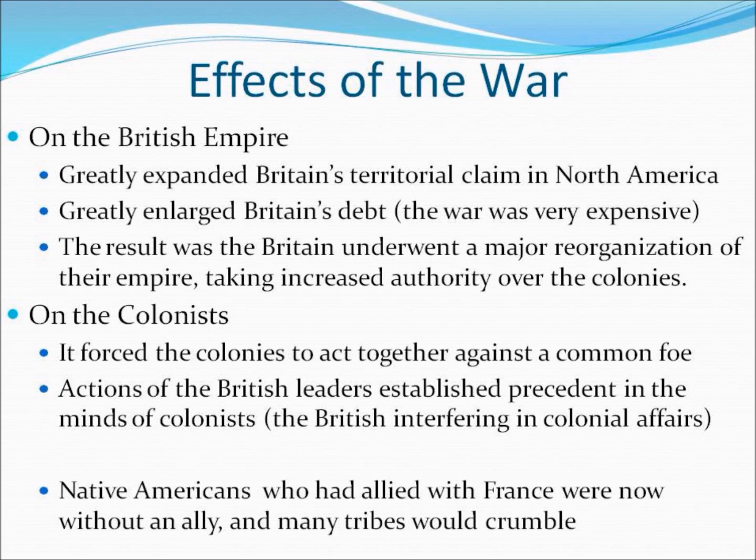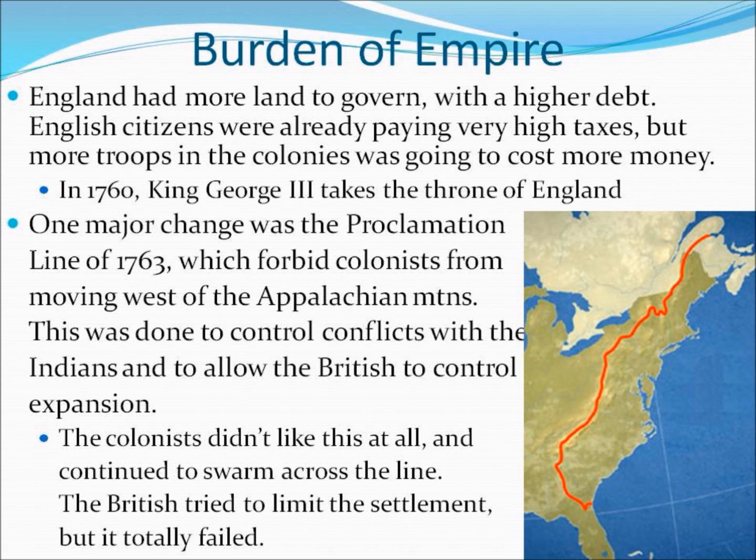Now, finally, Native Americans. Now, there were some Native Americans on both sides during the French and Indian War, although more of them were aligned with the French. Once the French had lost, this is just another stumbling block for the Native Americans. Obviously, disease, expansion of white settlement. This war would have a negative impact on many tribes who are continuing essentially to collapse.